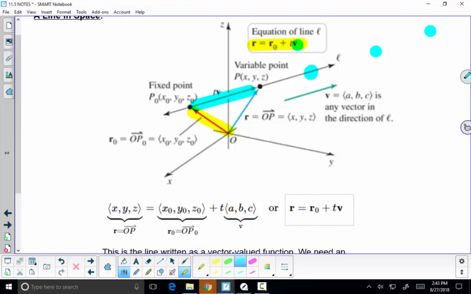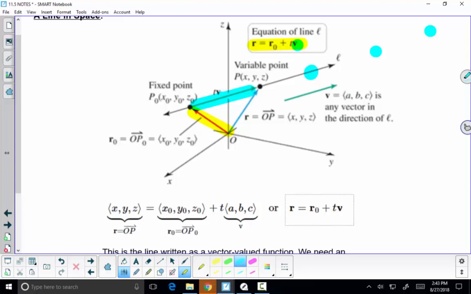So if you let t be any real number, you've got your R naught, and then you've got your V. If you let t be any real number, you're going to scale V in both directions, all possibilities. That's going to give you all the dots on that line. And we're just using the triangle rule here to add.